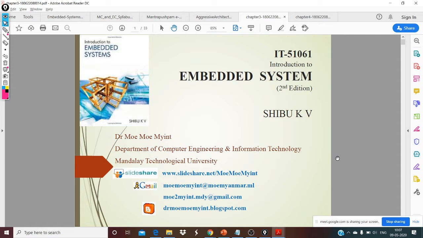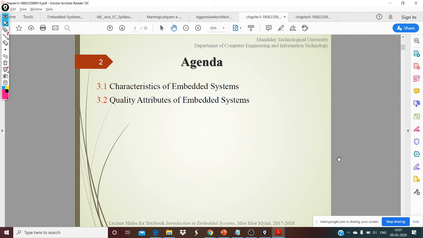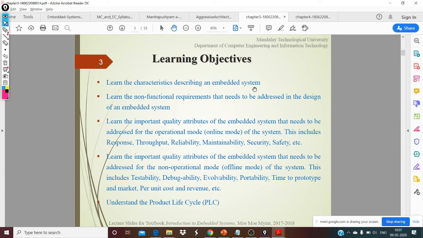So now we are going on to module 4. In this module 4, we are going to see characteristics of embedded systems and also some quality attributes. Okay, let's get started. So these are the learning objectives. I'll not discuss this in the interest of time, so you can go through it.